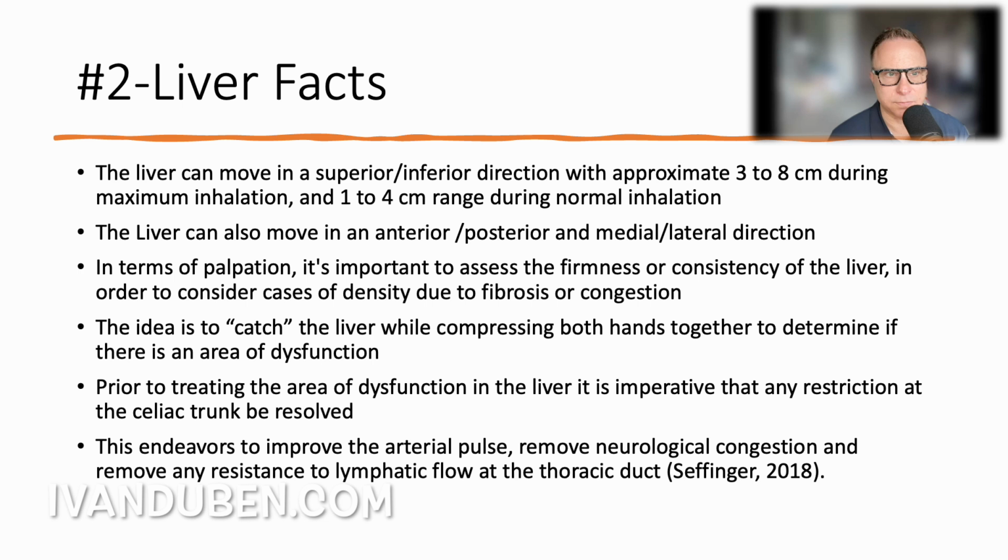All of this work on the liver endeavors to improve the arterial pulse, remove neurological congestion, and remove any resistance to lymphatic flow at the thoracic duct. Now, this lymphatic flow at the thoracic duct is the entrance to the thoracic duct before it moves up through the mediastinum. And as I pointed out, and I'll show you a little later in the images, that entrance is essentially under the left lobe of the liver, next to the artery, or the abdominal aorta.